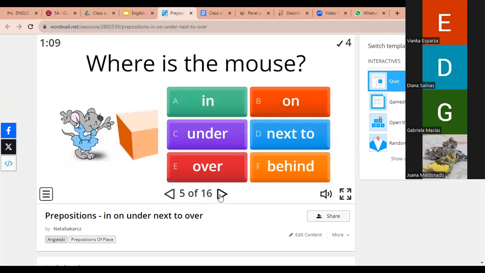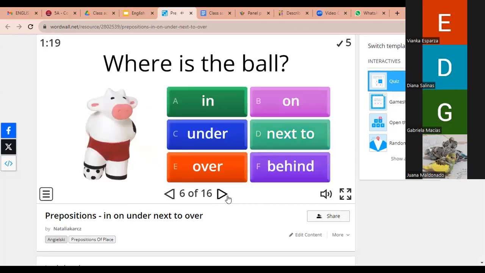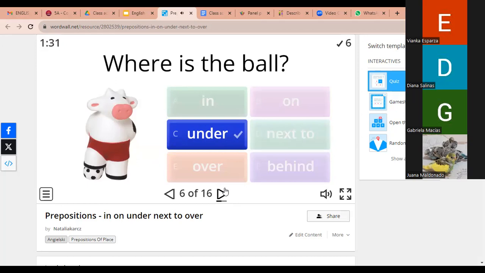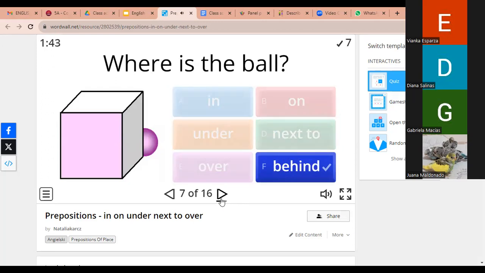Okay, where is the mouse? Next to. Next to, it's next to the box. Okay, one more. Where is the ball? On. Encima de. Behind. Under. Under. Porque está debajo del pie. Under. Yeah. Where is the ball now? Behind. Good. Detrás de.